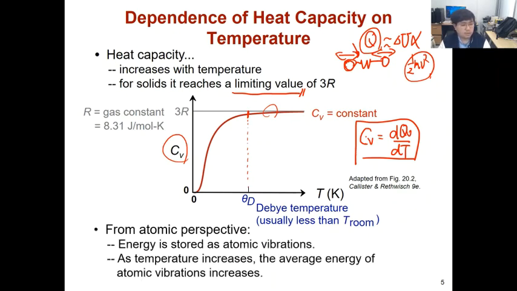From the atomic point of view, energy is stored as atomic vibration, in other words, kinetic energy. As temperature increases, the average energy of atomic vibration increases. That means kinetic energy also increases. So a large heat capacity means that the atom can vibrate fast or largely.